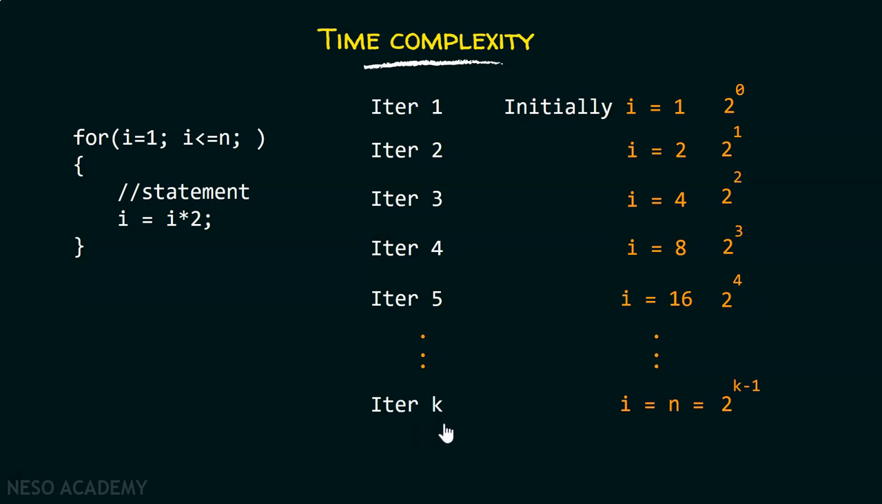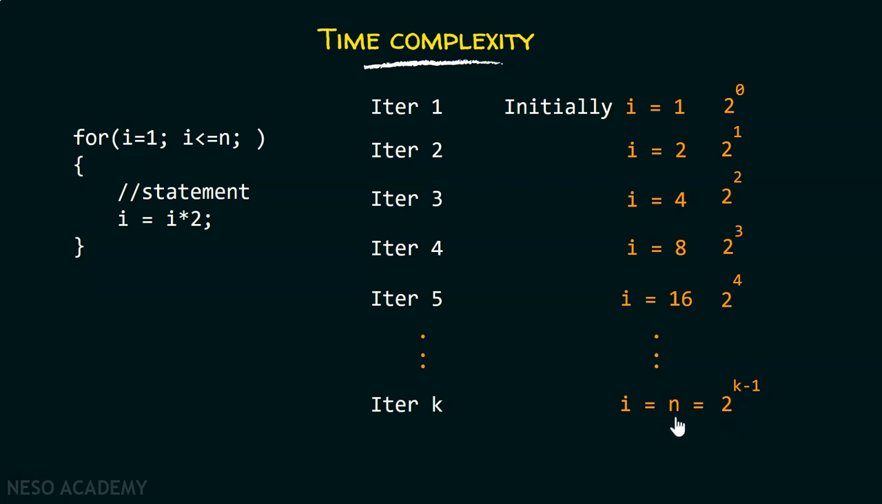Let's say we go up to iteration number k. Then in that case this will be 2 to the power k minus 1, because you can see over here that for iteration number 1 this is 2 to the power 0. Iteration number 2, this is 2 to the power 1. It is always 1 less than the iteration. So here in this case, if we are going up to iteration number k, then this will be 2 to the power k minus 1.